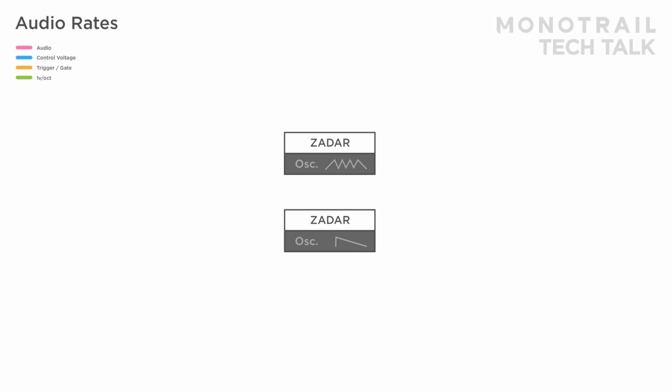Channels of Zadar can loop and reach audio rates, and even track 1 volt per octave pretty decently. This means Zadar can function as a simple oscillator with complex shapes.